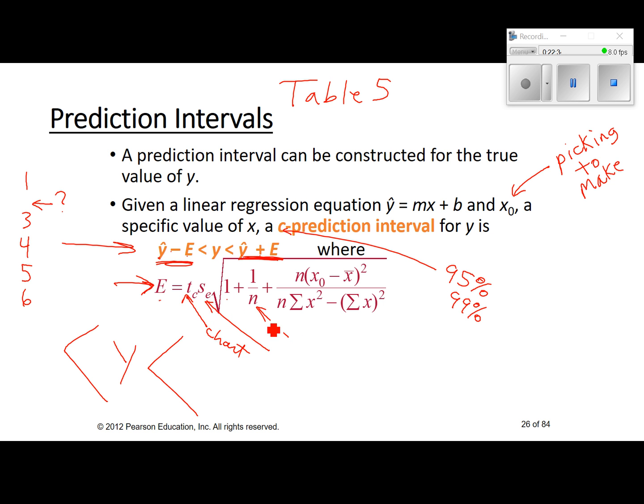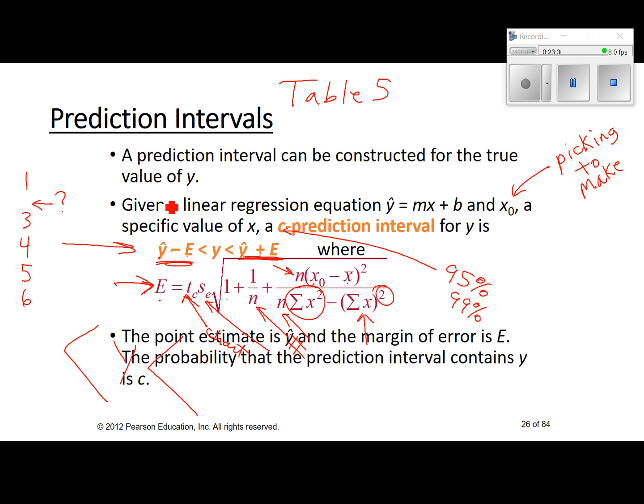The 1 stays the same every time. n is the number in the sample, and we're just going to plug in for each one of these. x sub 0 there is the x that we're picking. x bar is the mean of all the x's. Then there is the sum of all the x squared. I'm going to show you something on your calculator where you can find that. And then the sum of all the x's, squared: we can find the sum of all the x's and just square that to plug in there. So it's a big long formula. It looks all crazy, but it's not really that hard to plug into. Probably the hardest thing is we have to find that number on the chart, and that's not real difficult.